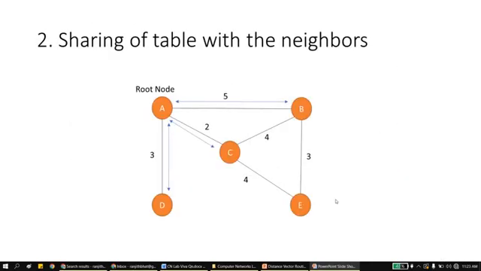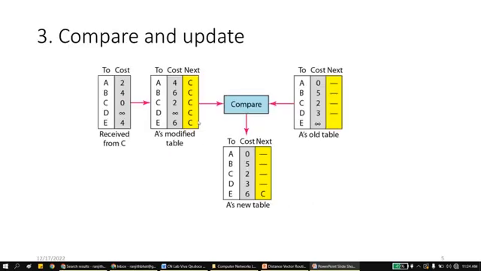Next, in the second step, we share the table information with the neighbors. So now A has got its own table from the previous step, so it will be sharing with C, and C will be sharing with A. So let us look into what happens when we share the rudimentary table and compare and try to update.